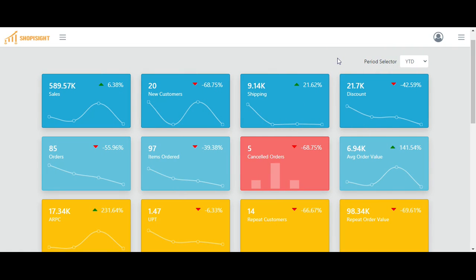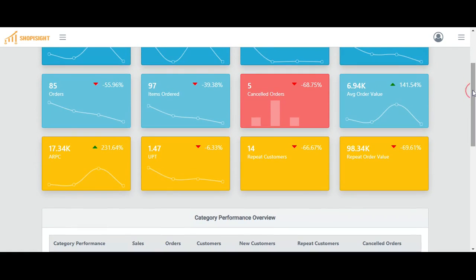Now, what do we mean by using this information to improve our business? Now, let's take the example of the average order value. Now, what is average order value and what does it mean when we look at this number? Now, here 6.94K refers to the average order value for this particular store. What it means is that on average, every order that is placed is 6.94K.